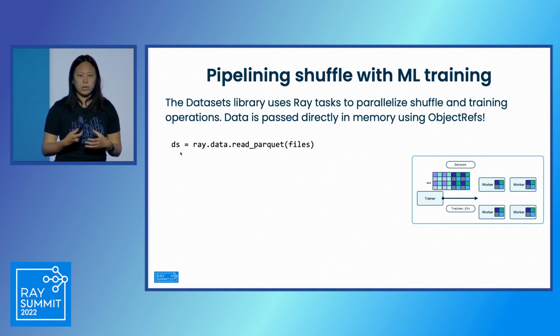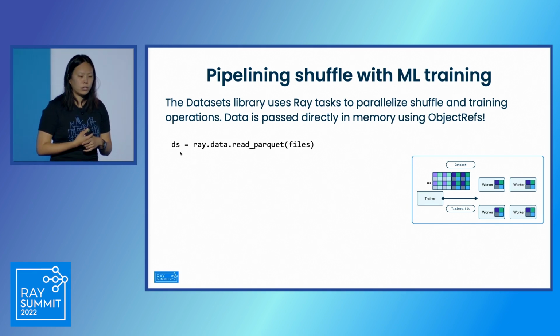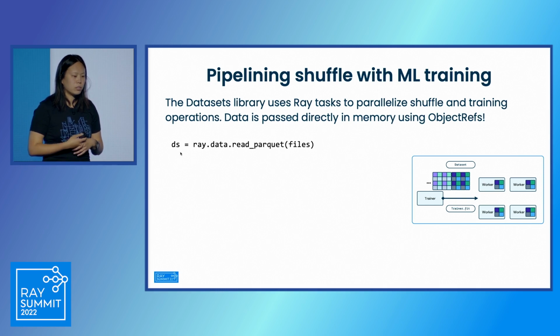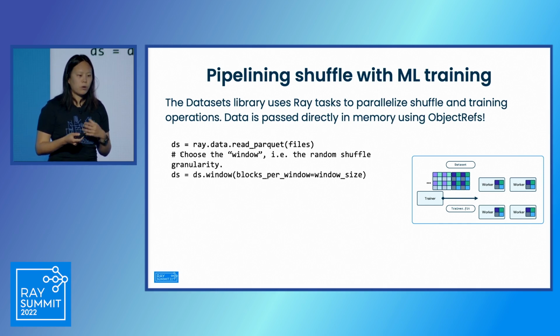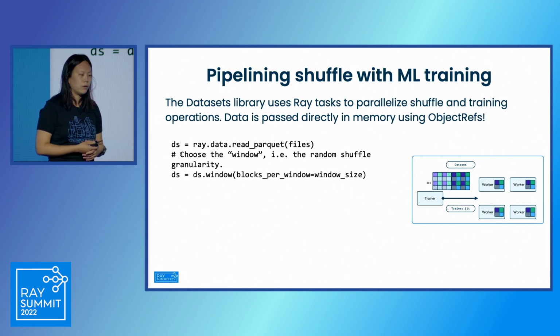So here, let's take a look at the actual code for the example that I showed earlier, where we want to do distributed data ingest for a training job. So here, we're first going to load the data set into memory from a list of Parquet files on disk. And then we're going to tell Datasets the granularity that we want to execute the random shuffle at. So that could be the entire dataset size, or it could be just one partition of the dataset.